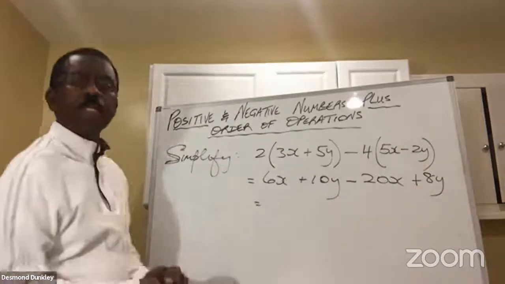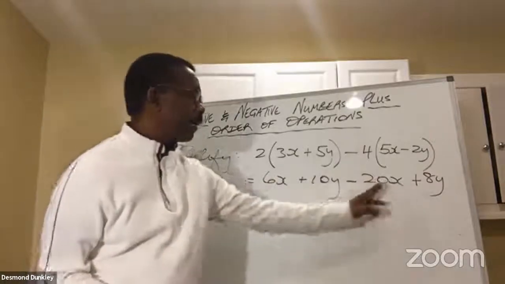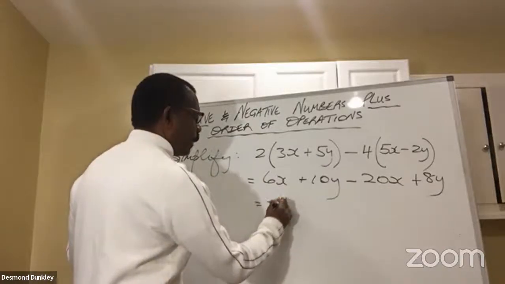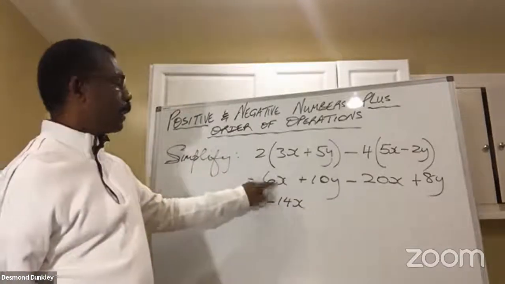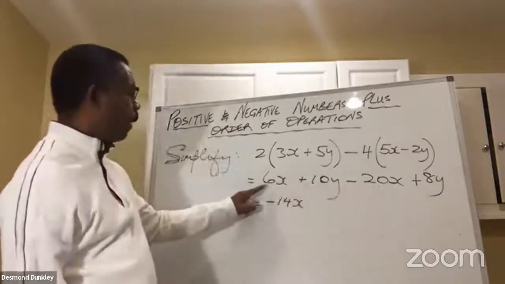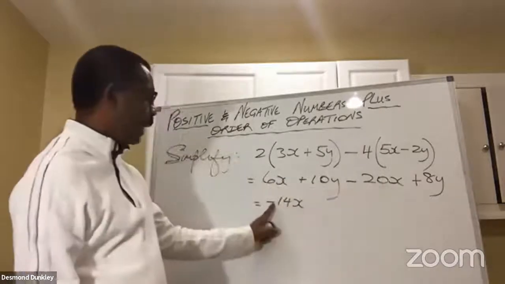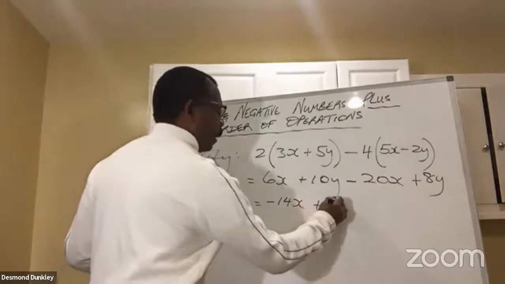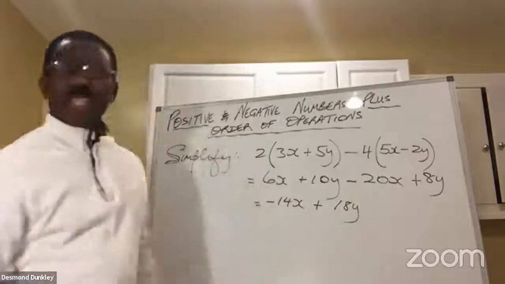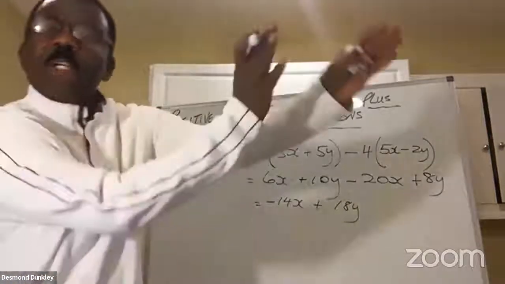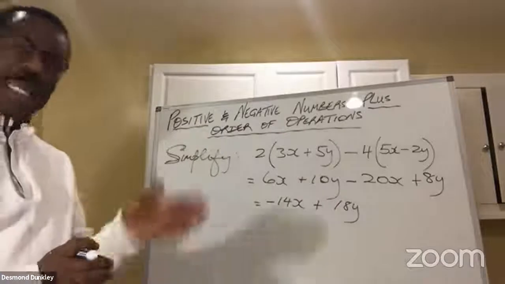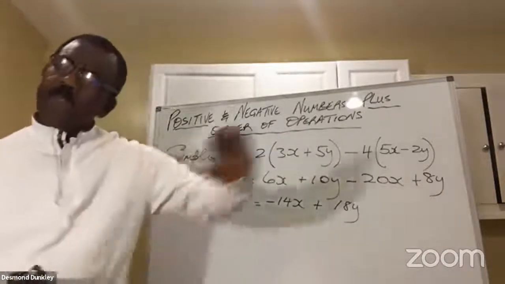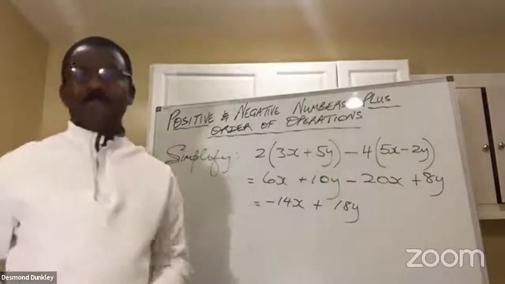And then, now you need to put like terms together. So 6x take away 20x gives you negative 14x. Look at it. A 6 take away 20. A small number take away a bigger number gives you a negative result. Then 10y plus 8y gives me 18y. So this is just a sneak preview as we transition over into algebra. Again, we're just laying foundation, but I'm just sort of teasing you as to where the train is going. Eventually, we'll get there. Okay?